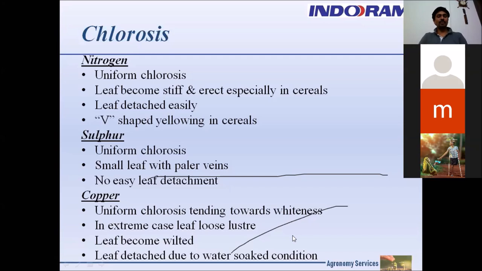Copper: uniform chlorosis tending towards whiteness. So whiteness is coming again in iron as well as in copper. In extreme cases, the leaf loses luster. You know, luster is shining. So if there is a copper deficiency, the shining from the leaf will disappear. And the leaf becomes wilted and detached due to water soaked condition. So in this copper case also it will detach, but it is not because of nitrogen, it is because of the water soaked condition.